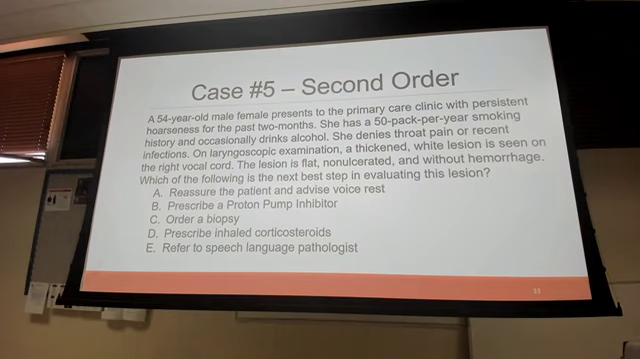She has a 50-pack per year smoking history and occasionally drinks alcohol. She denies throat pain or recent infections. On laryngoscope examination, a thickened white lesion is seen on the right vocal cord. The lesion is flat, non-ulcerated, and without hemorrhage. Which of the following is the next best step in evaluating this lesion? Biopsy. Gotta see what is the deal.